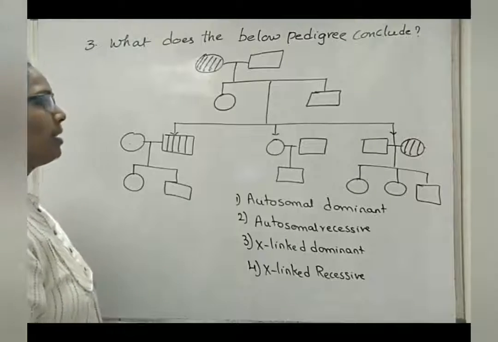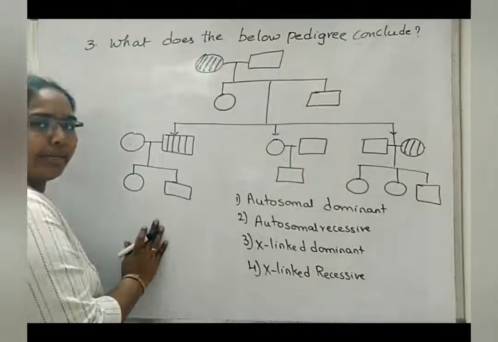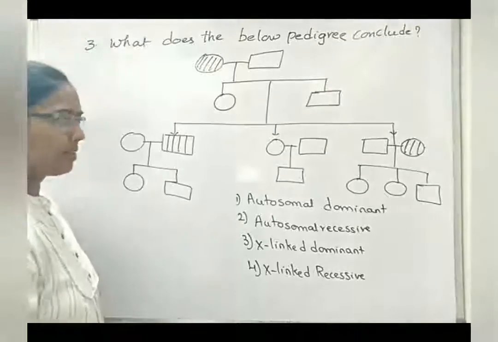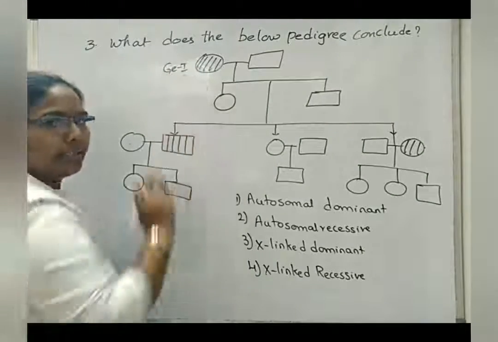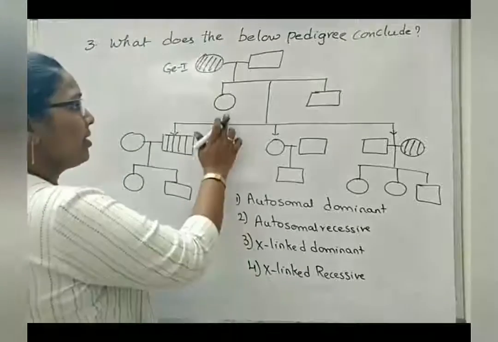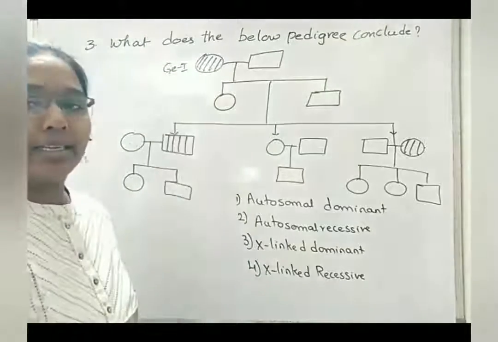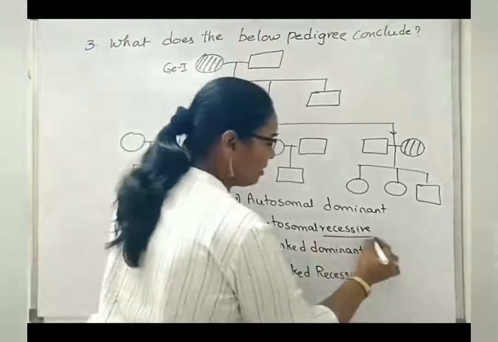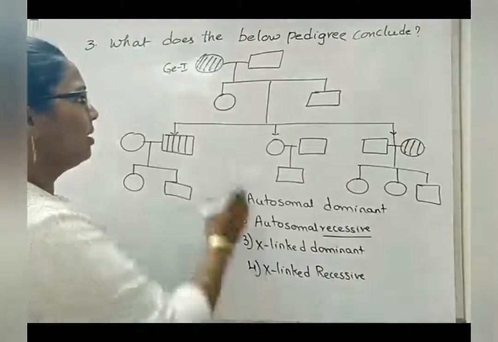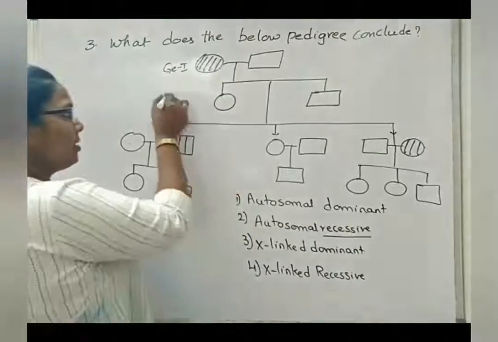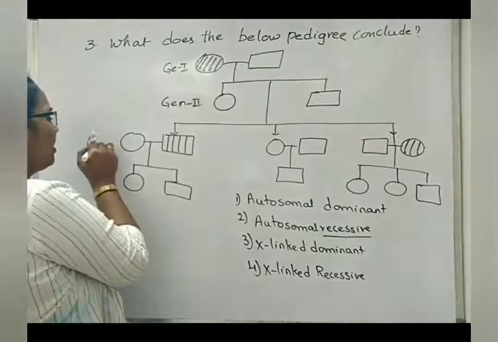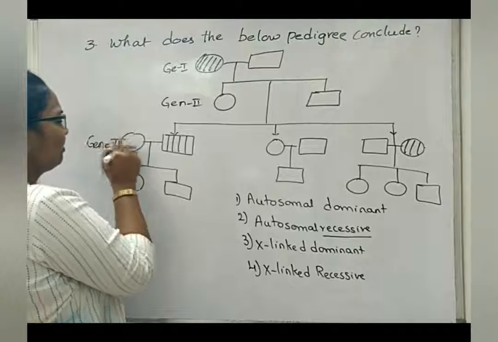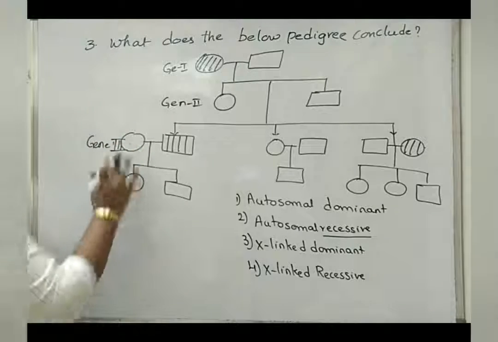Next question. They will ask the question and give the pedigree chart also, and 4 options are asked. Here we see, in generation 1, we have one diseased or affected female. In generation 2, the disease is not getting expressed. Then we should opt for the recessive type. Next, in the next generation, see, this is generation 2 or the F1 generation, and this is considered as generation 3.